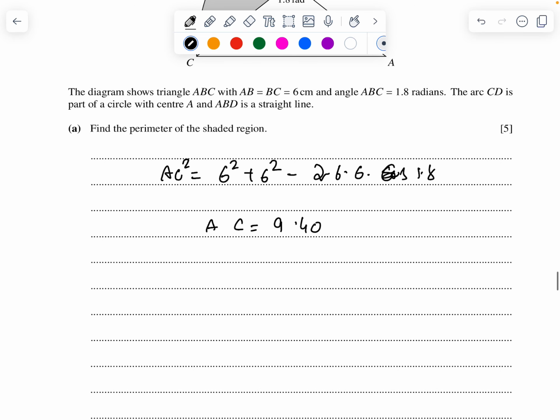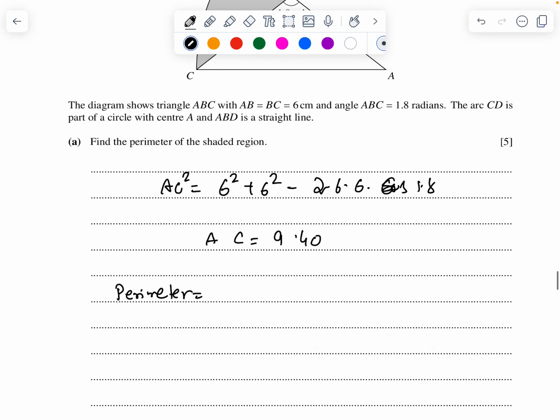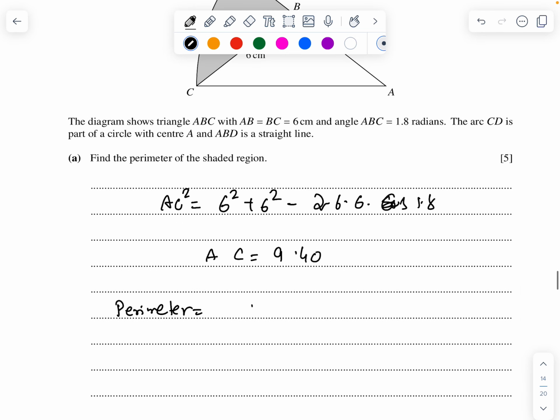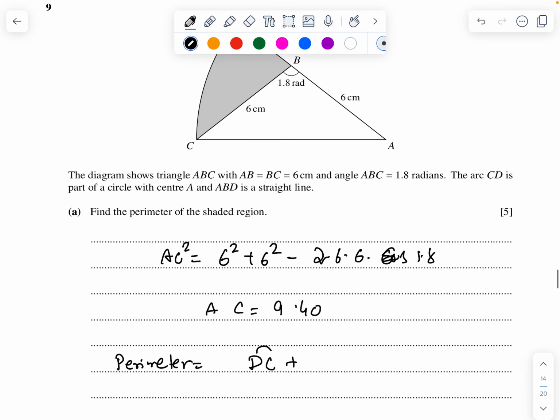Perimeter of the shaded region. I want perimeter. Perimeter will be equals to arc CD or DC plus CB, which is a straight line, plus BD, that is a straight line. So we have to find out all these three.